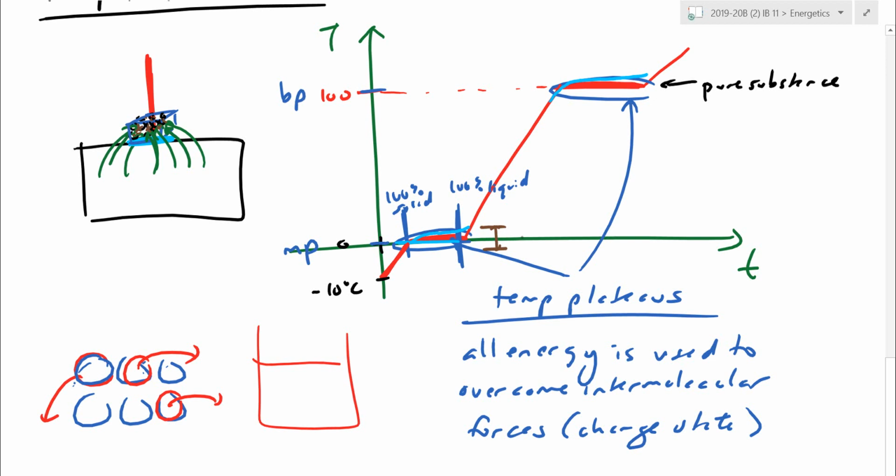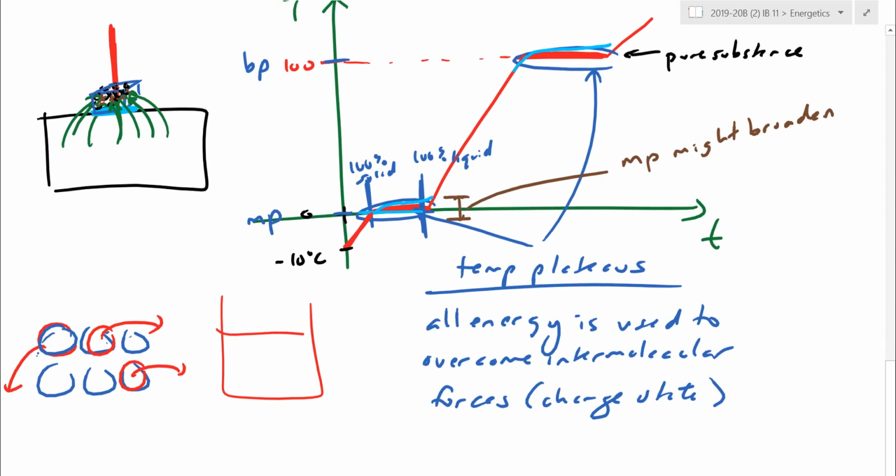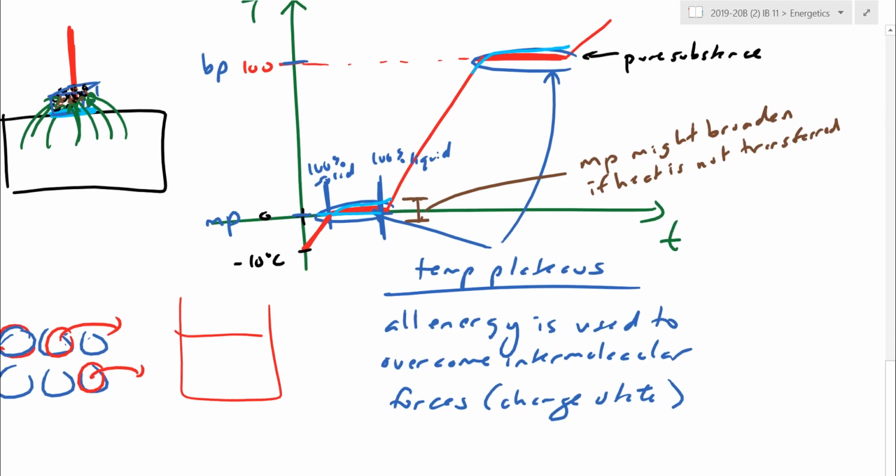So in this case, let me actually write that down in words here. Melting point might broaden. Right? It's supposed to all happen at one single temperature because that's already enough temperature to rip apart the structure. Melting point might broaden if heat is not transferred evenly. So like this hot plate here, I'm only heating up the bottom part. It's taking a little while for the heat to even pass to the top. Or if the sample is impure.